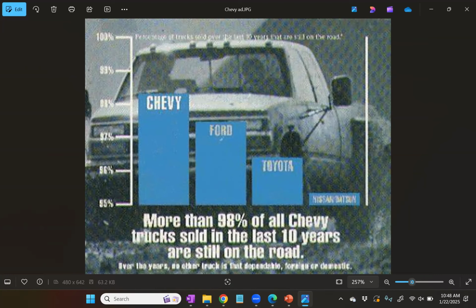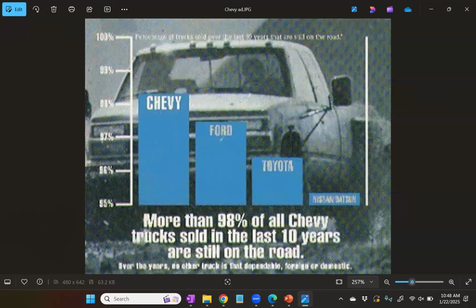Anybody know? The big brand that's not here is Dodge. Cars are cars, I don't care, but I know they make a lot of Dodge trucks. I see them all over the place. Why aren't they listed?